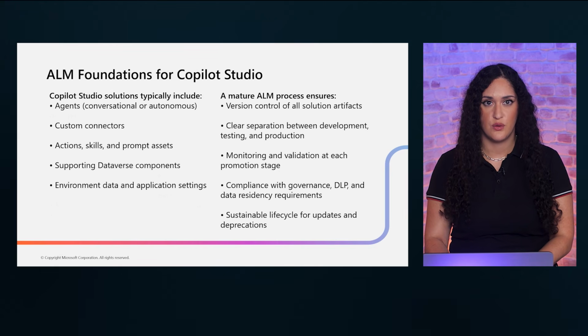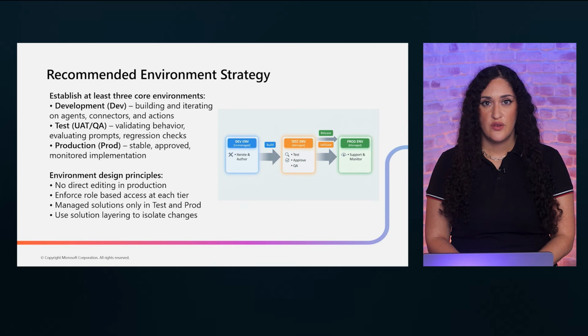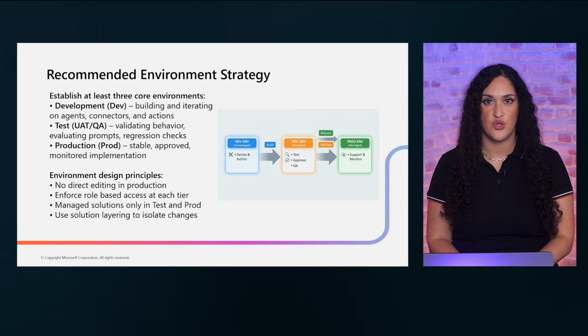Your environment strategy should establish at least 3 core environments. Development is for building and iterating on agents, connectors, and actions. Test is for validating behavior, evaluating prompts, and running regression checks. Production is your stable, approved, monitored implementation.